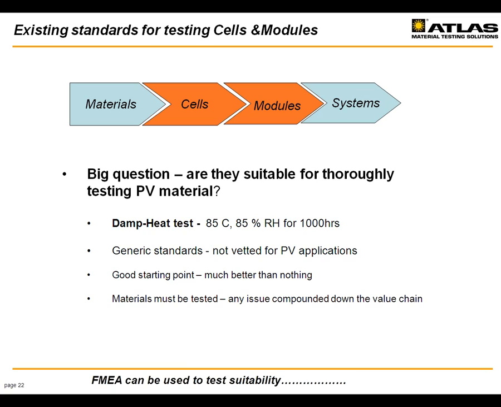One of the most prominent tests in that suite is the so-called damp heat test. That test calls for exposing PV modules to 85 degrees C and 85% relative humidity for 1,000 hours. There are lots of obvious things that are questionable about this test. First of all, it incorporates only two of the stresses that modules will be subjected to. There's no light in this test.